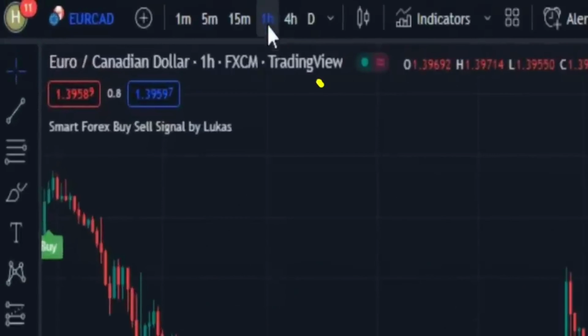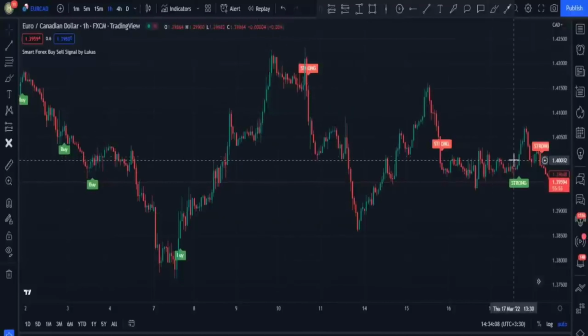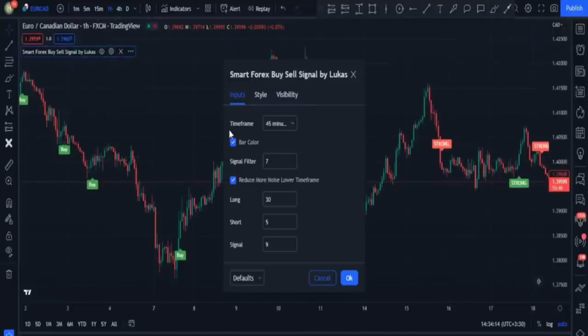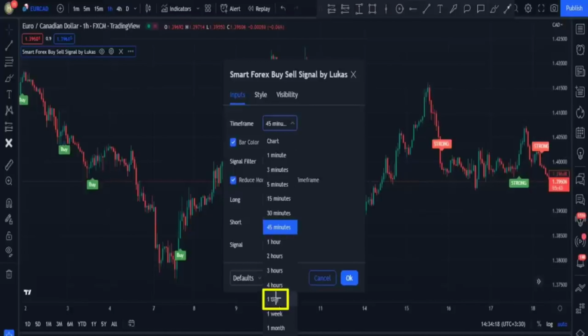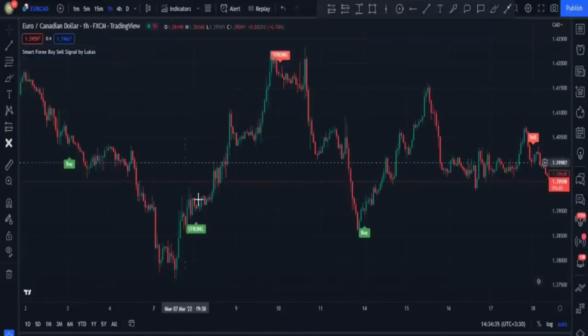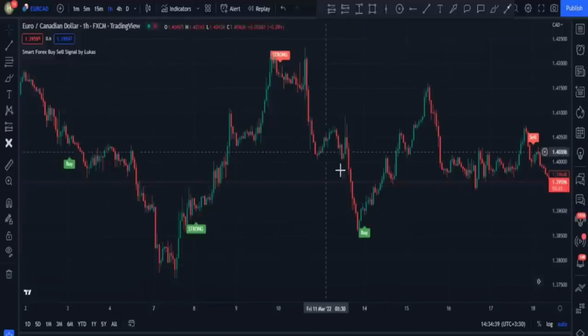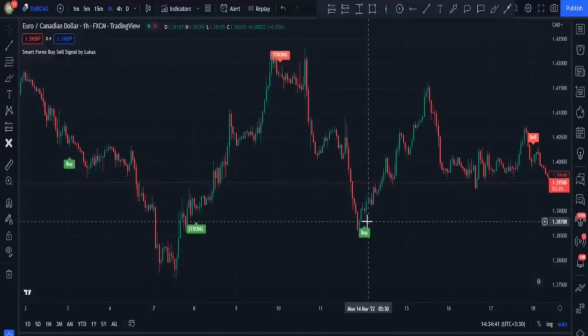Now let's check out the 1 hour time frame. In order to use this indicator in this time frame, we need to open the settings again, and in the inputs we must set the time frame to 1 day. With this adjustment, we optimized the indicator for the 1 hour time frame, and now we should be able to use this indicator even in the 1 hour time frame.